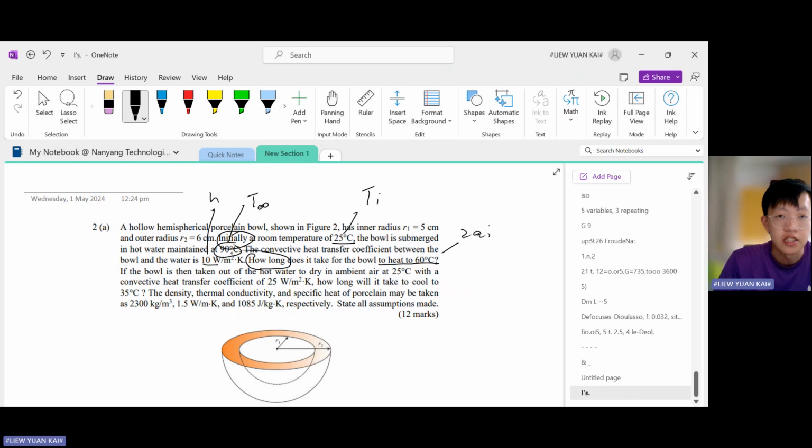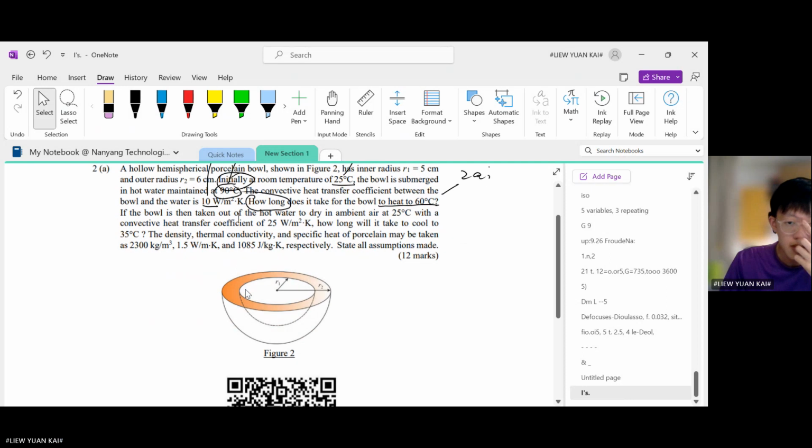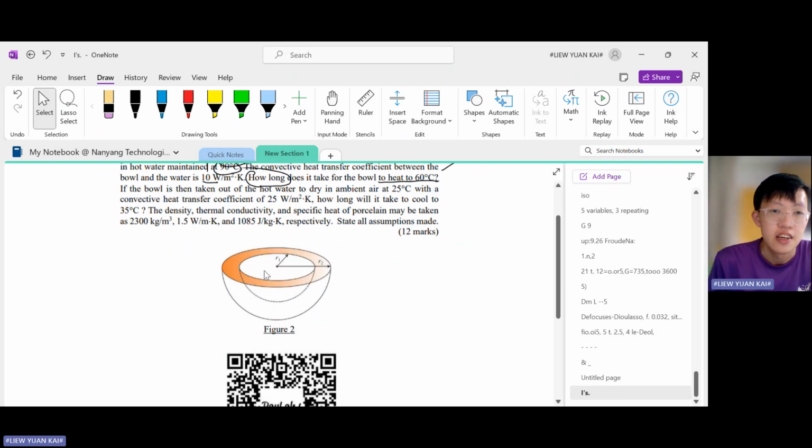And immediately, when you know this is a transient problem, within the scope of our syllabus, we will be dealing with a lumped capacitance problem. I already did this question before in my previous video, but the reason I'm creating this is because some people have raised that I've made a calculation error. Actually it's not so different, but I'm just going to redo this question.